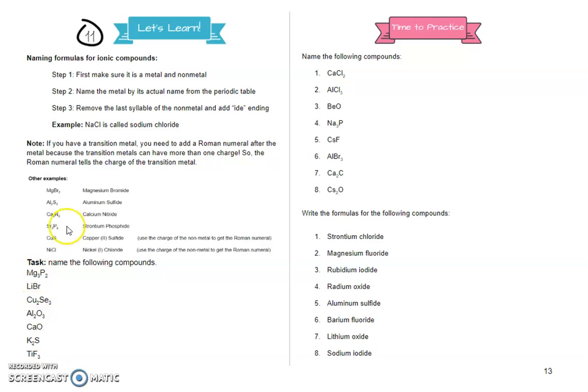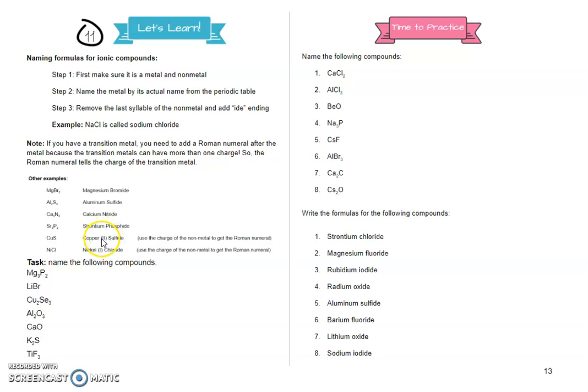Okay? So, MgBr, magnesium, this gets an IDE, so bromide, magnesium bromide. Aluminum, named normally, sulfur becomes sulfide. Calcium, named normally, nitrogen becomes nitride. Strontium, named normally, P becomes phosphide. Copper, okay, is named normally because it's the first part. S instead of sulfur becomes sulfide, but we have a Roman numeral here.